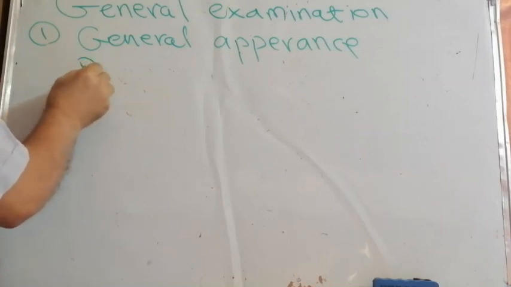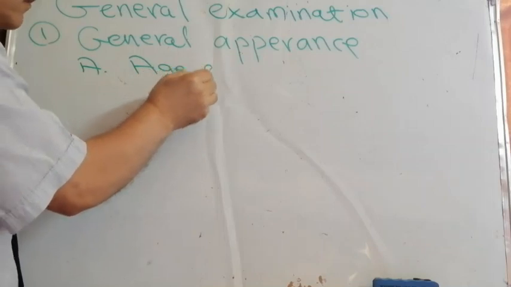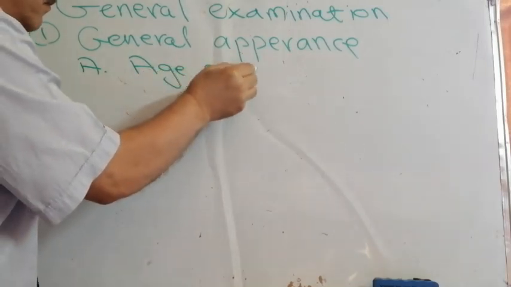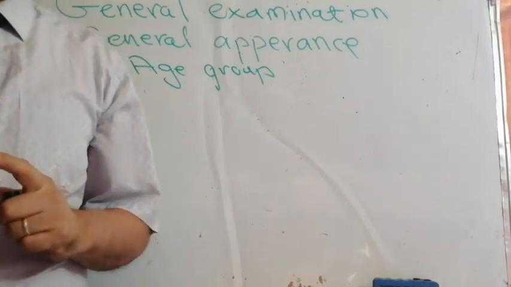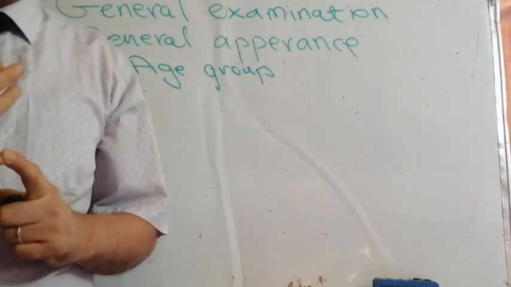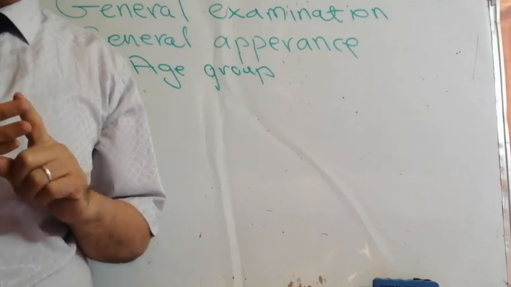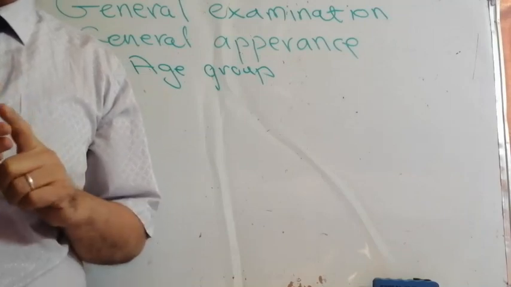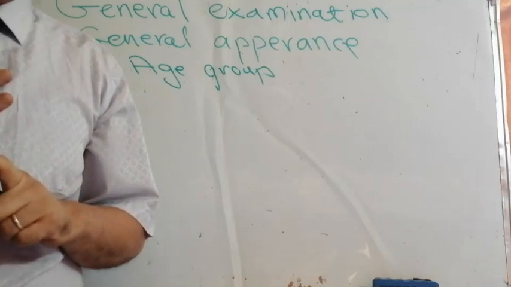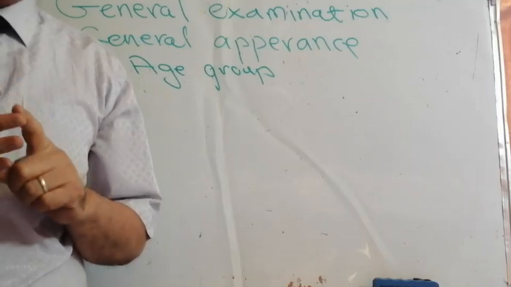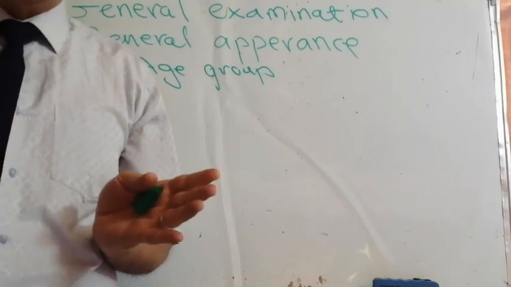A. Age group. Neonates, up to 2 months. Infant, up to 2 years. Children, teenage, young adult, adult, mid-adult, and old age. These are the age groups.